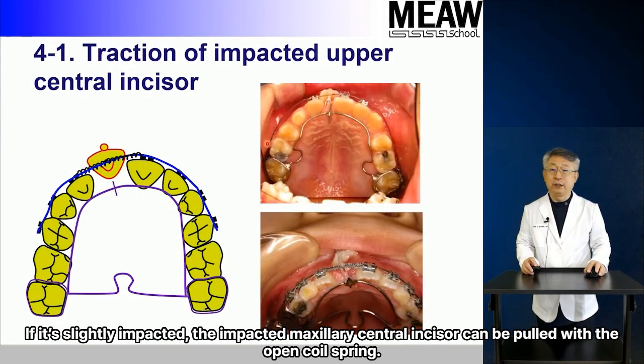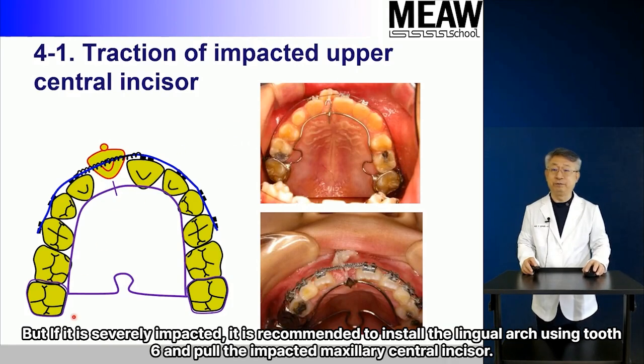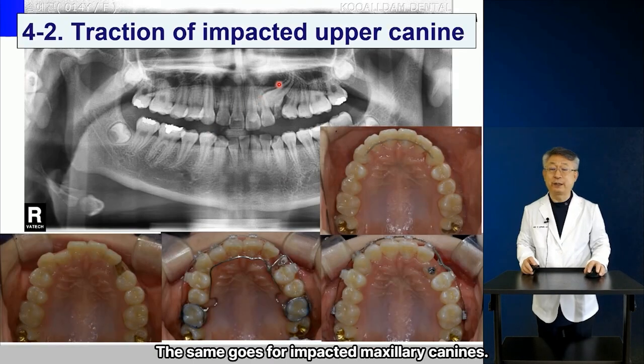If it's slightly impacted, the impacted maxillary central incisor can be pulled with an open coil spring. But if it is severely impacted, it is recommended to install the lingual arch using tooth 6 and pull the impacted maxillary central incisor. The same goes for impacted maxillary canines.